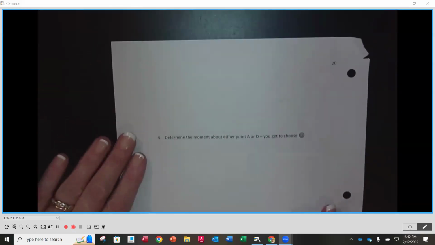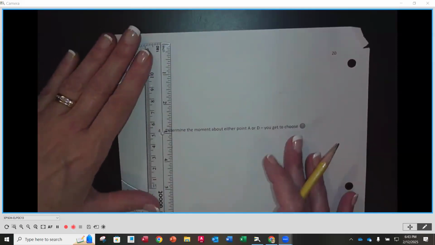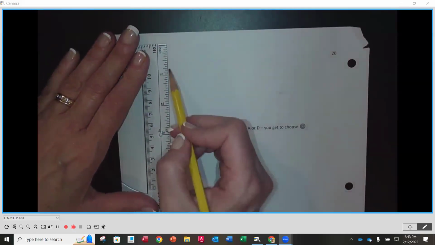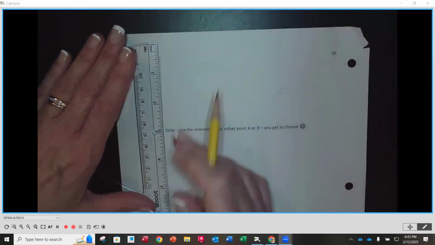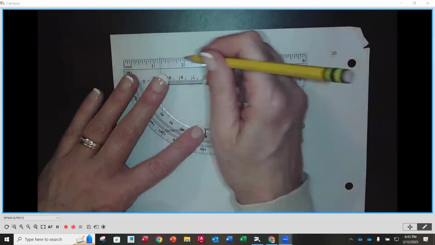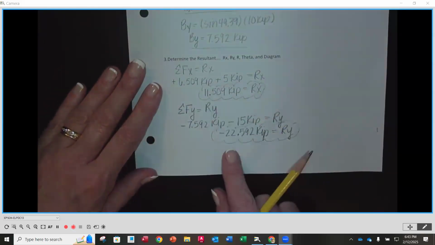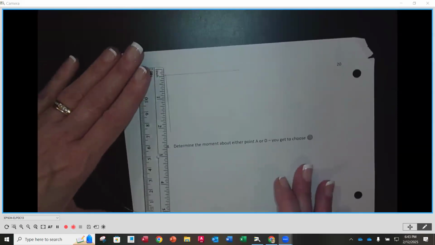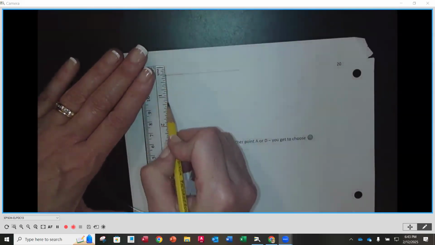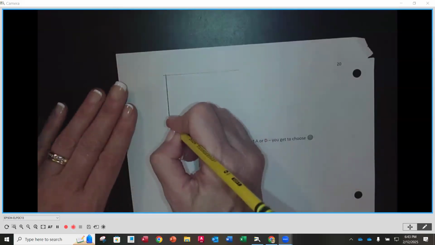Actually going to tear it off because I think it's going to be easier to work with. And now at the top here, we're going to determine our resultant and its angle. So in the case of our Y, it was going down, right? We had a negative value. And our X was positive, so we're going to be working in the fourth quadrant. So from the previous page, we know that our X component was 11.509 and that our Y component was 22.592. So we have a Y that's going to be about 2 times as long as our X.